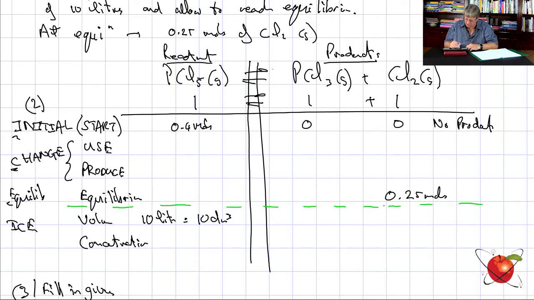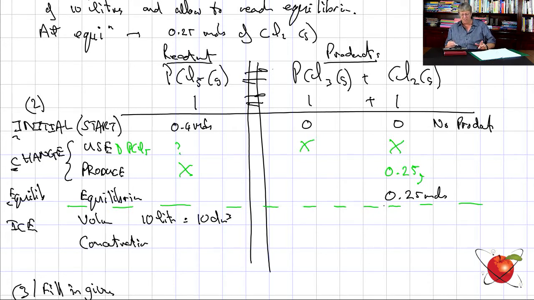So we used PCl5. Therefore, we've got that there, we don't know, and we didn't produce any, so we can cross it off. Chlorine gas, we produced 0.25. We didn't use any of that, and we didn't use any of that either because we didn't have any. Just remember, the PCl5 was put in, then allowed to decompose to PCl3 and Cl2. So we used reactant, made product. This is the change.